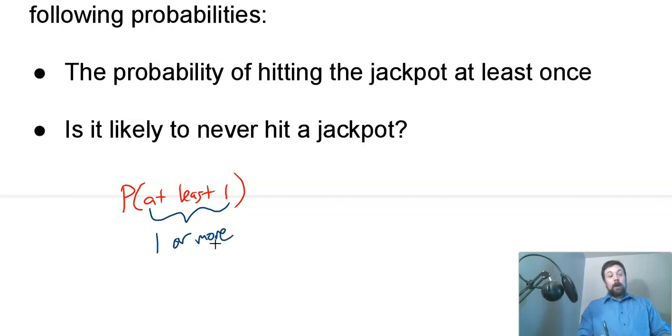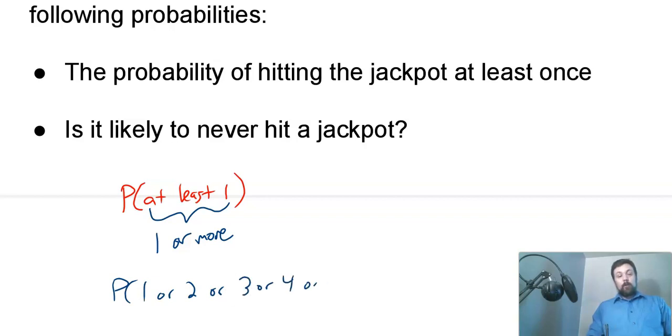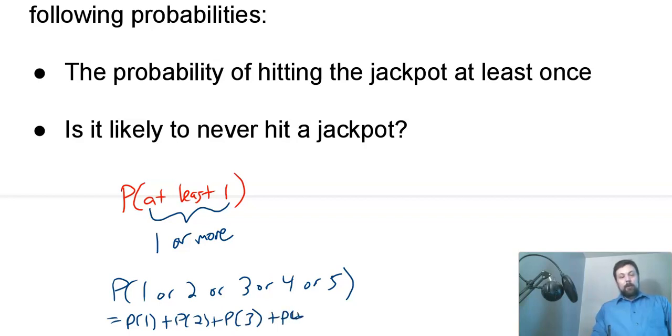And if you want to do this problem the way we just did the last at least problem, you have a lot more probabilities you have to consider, right? Because one or more means we're going to have 1 or 2 all the way up to n, right? Or 3 or 4 or 5. Which means I'd have to add the probability of 1 plus the probability of 2 plus the probability of 3 all the way up to 5, right? I'm already tired of writing this out, and I'm not even actually going to do these calculations. That's the worst way to go about it.